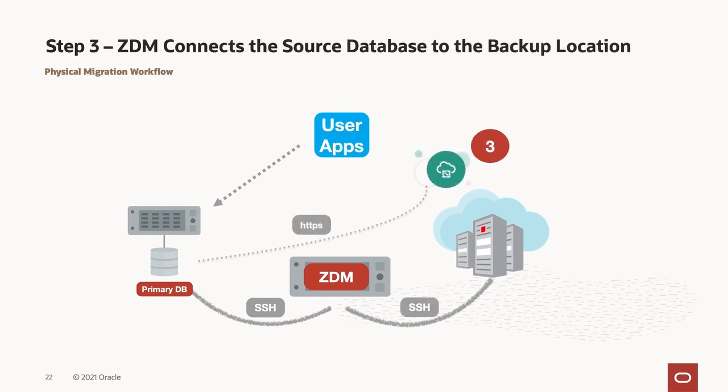ZDM will then proceed to connect the source database to a backup location so that we can start transferring backup files. That will be the next step. But bear in mind that the backup location can change depending on your migration destination. If you're migrating to any OCI native database, then the backup location will be the object store. If you're migrating to Exadata on premises or to Exadata Cloud at Customer, the migration backup location can be external NFS or the recovery appliance.